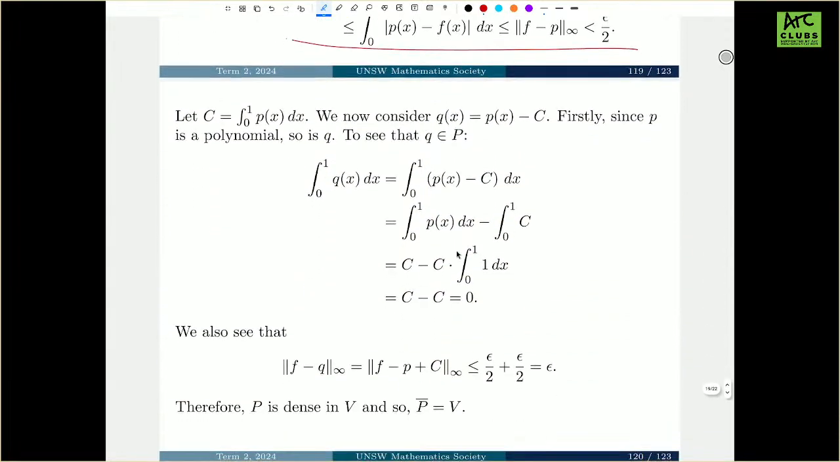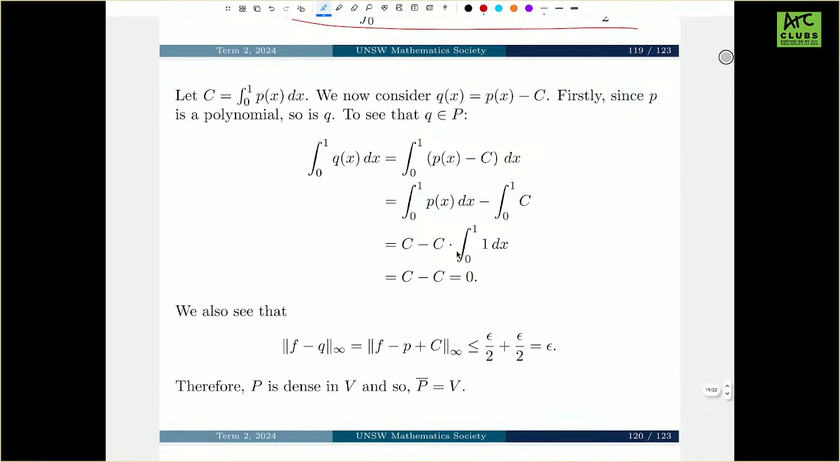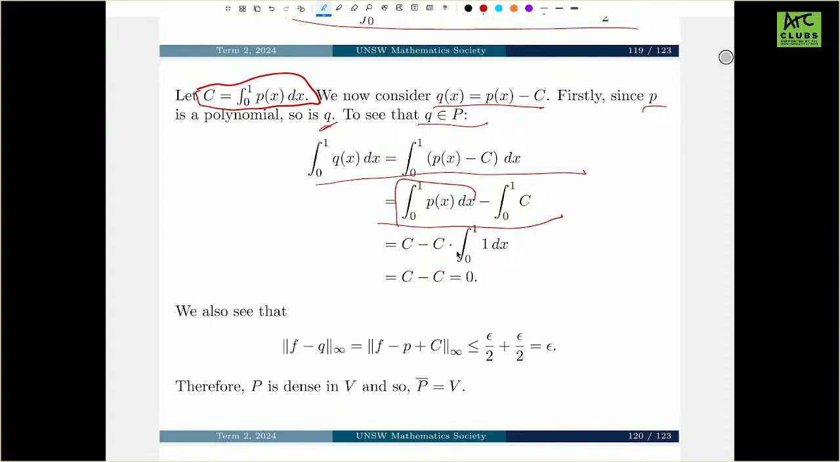Okay, so now we ask what happens if we subtract the integral of p(x) from it. We'll call its integral from 0 to 1 c. And we now consider q(x), which we define as p(x) minus c. Now we know that this thing is going to integrate to 0. And because p is a polynomial and we've just subtracted a constant, q is going to be a polynomial as well. Here's the proper working out to see that q does in fact integrate to 0. Here we're just replacing q with what it's defined as, separating this out, and noting that this is c already. So I just put the c here, and then this ends up becoming c as well. So it's just 0.